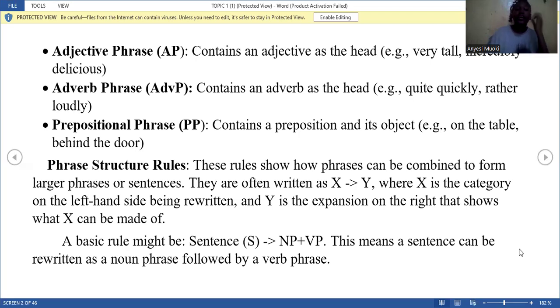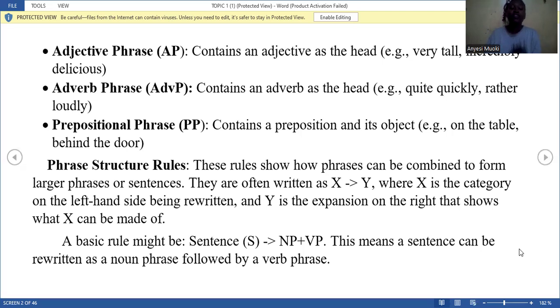We have the adverbial phrases, which contain an adverb as the head, like quite quickly. Quite is an adverb. And then we have the prepositional phrase, which contains a preposition and its object, like on the table. On the table is a preposition, which makes it a prepositional phrase.